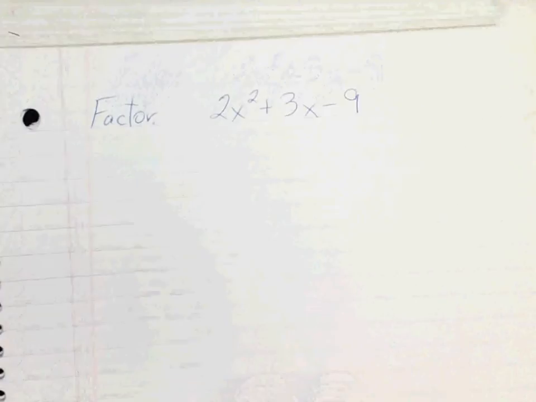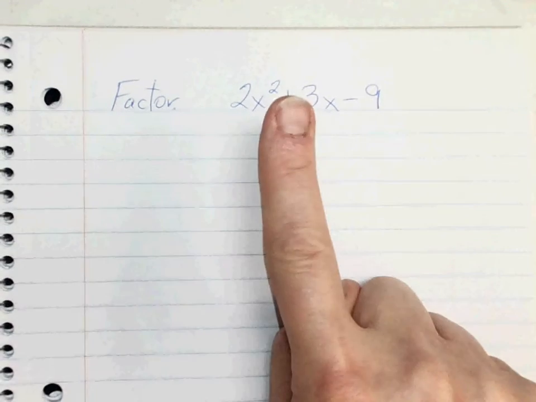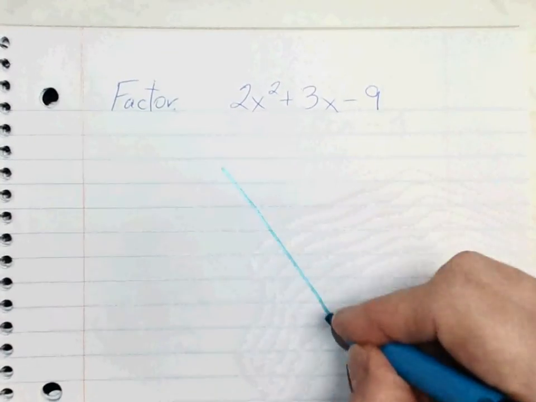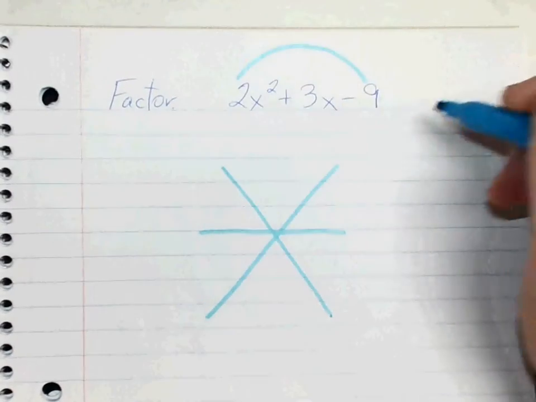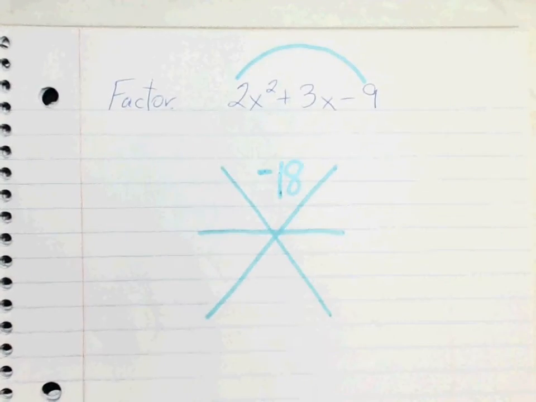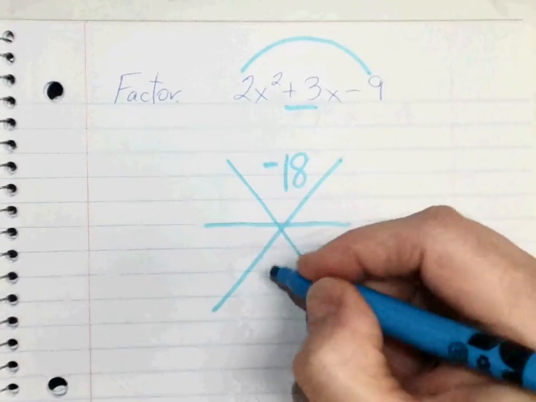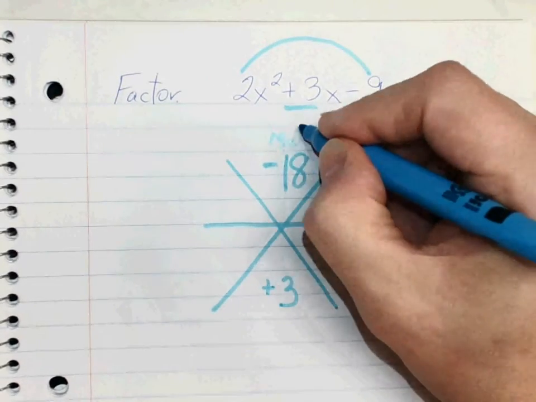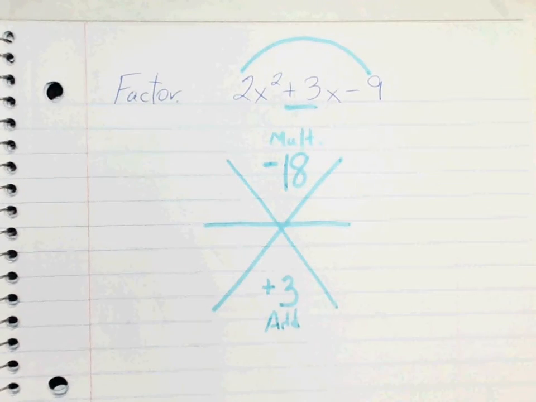Let's do another one. We're going to factor this. Notice the only number that can divide 2, 3, and 9 is 1. Here we go. So we are going to make our star, and we're going to multiply a times c. 2 times -9. A positive times a negative is a -18. Goes on top. My middle coefficient is a +3. So I need two numbers that will multiply to -18, but add to a +3.